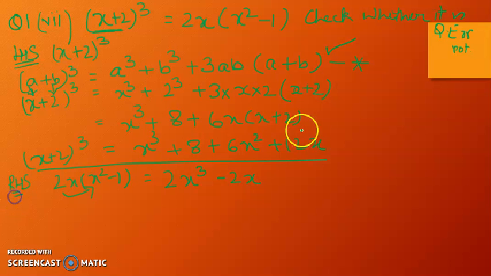What do you mean by equating? The LHS is given in the question, and we take the RHS, and equate means we will put an equal to sign. So from the LHS we got x cube plus 8 plus 6x square plus 12x is equal to 2x cube minus 2x. Now we will solve this equation.